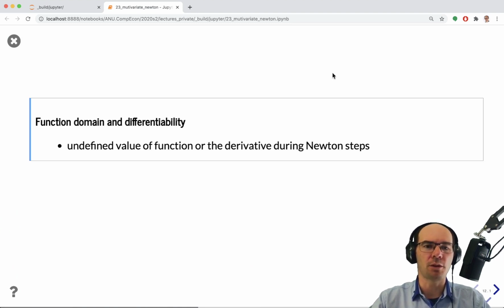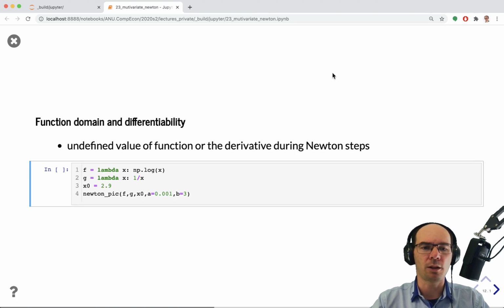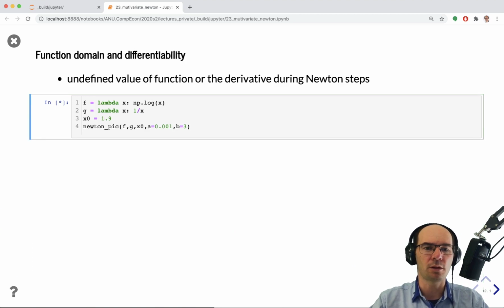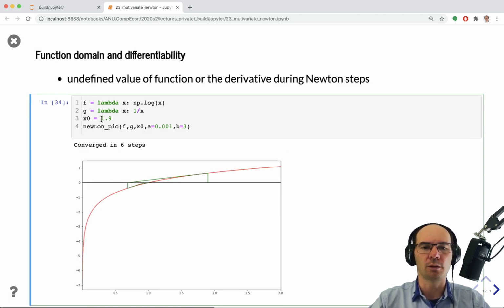Now, let's talk about the function domain. What can happen here is that the function may become undefined at some point of the space of x, and if Newton is unaware of that, then it may run into the area where the function is undefined, like a log, for example. And here we are. If we start close enough to the origin, at lower values of x0, then it nicely converges to the solution, which is 1, of course.